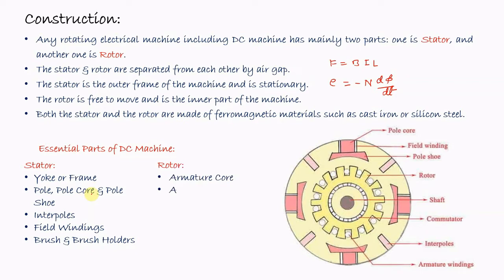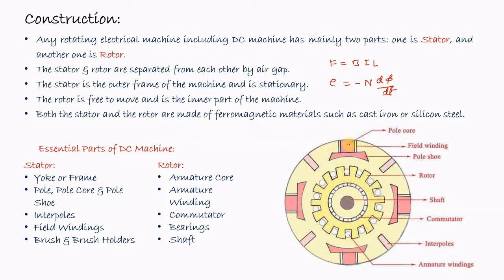On the other hand, the rotor, which is the rotating part, has the following components, that is the armature core, then the armature windings, then the commutator, then the bearings and the shaft. So here this figure is basically shown as a cross section of the DC machine. Here we can see that the outer cover is considered as the frame or the yoke.